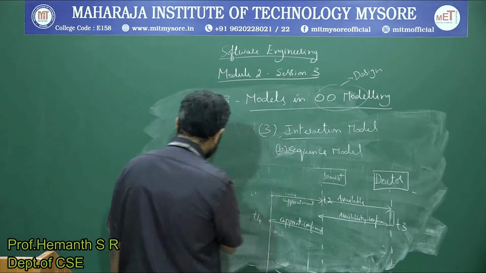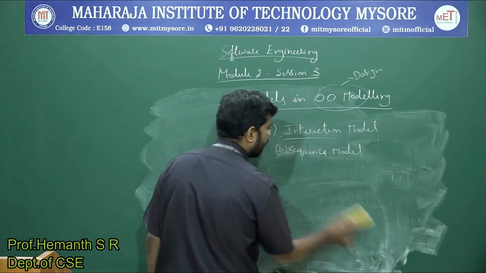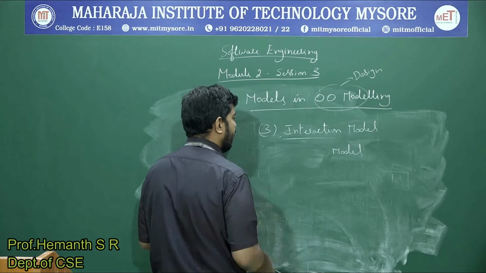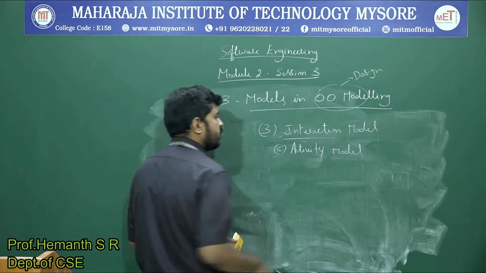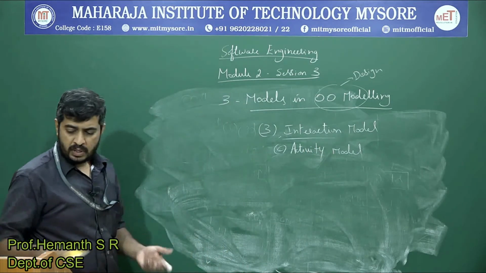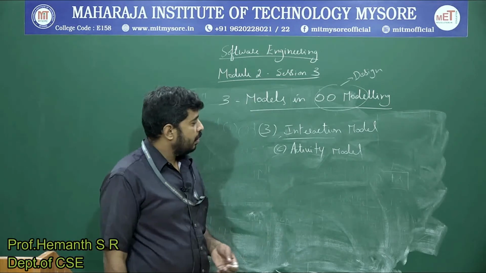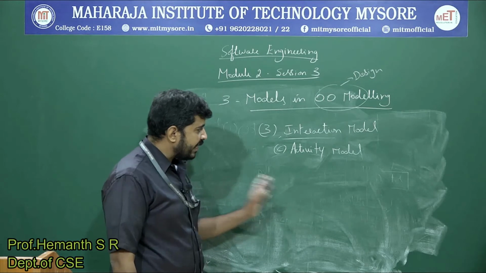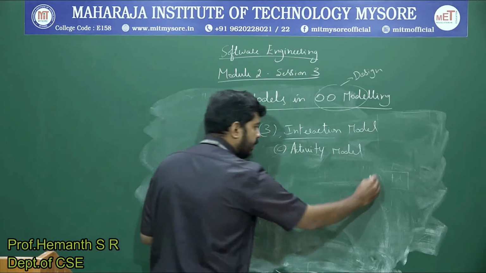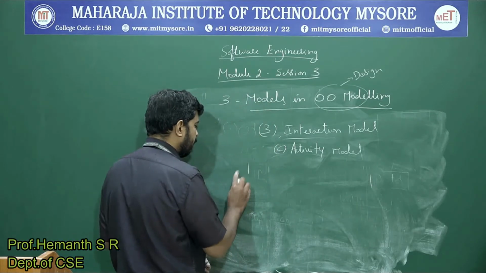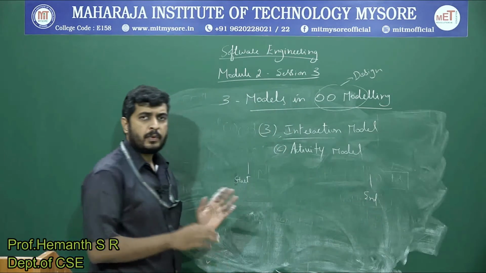The third one is the activity model. I'll call it C. So, the activity model. Now what is the activity model? Once again, it's a dynamic model which gives the design details of how the system is working from the beginning to the end. From the beginning, I'll call it start, to the end of any process or activity.